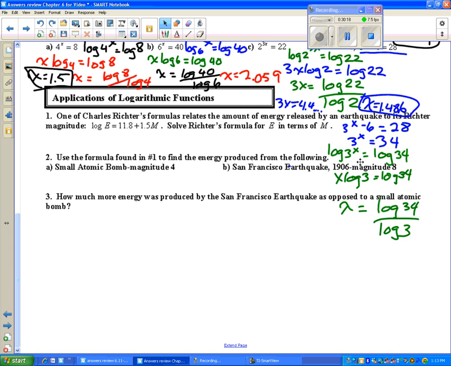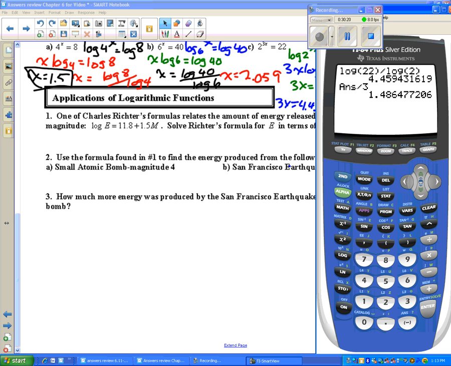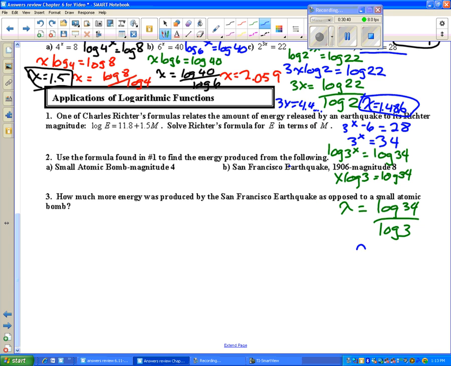Pull up my handy dandy calculator. I do log of 34 divided by log of 3. And I get 3.2098, so it's 3.210. That's the answer to letter D way up there.